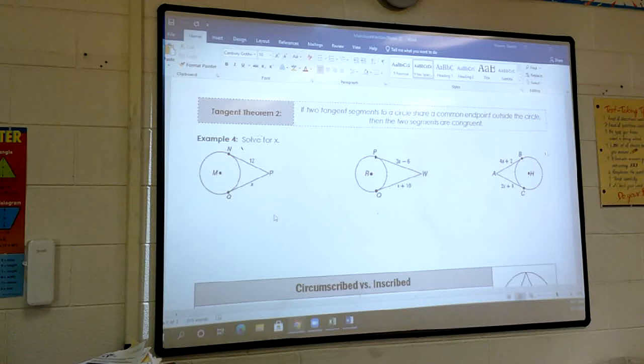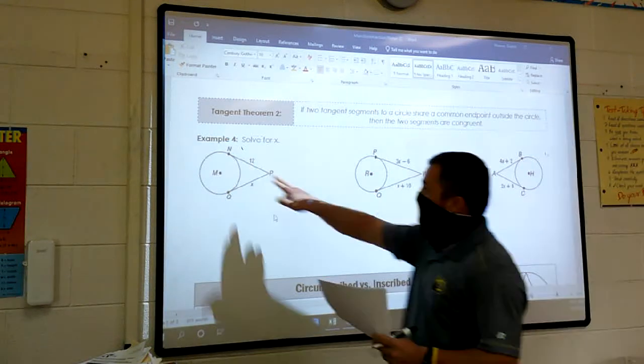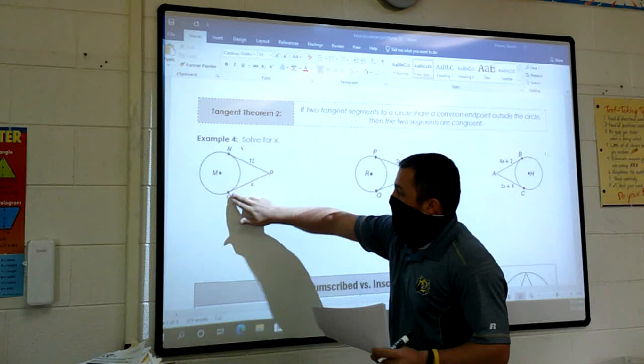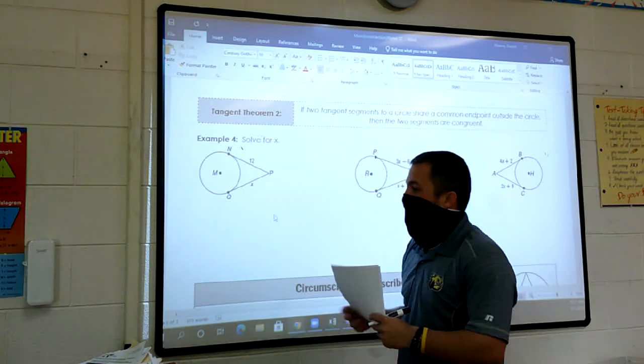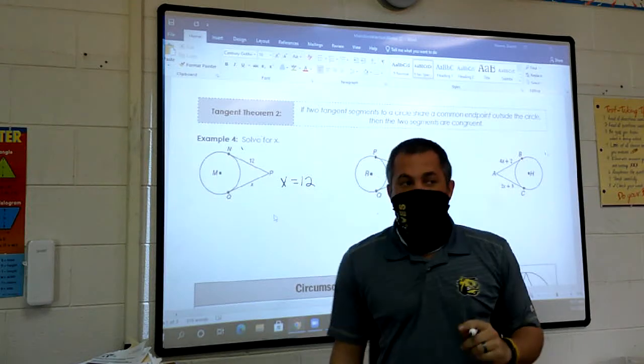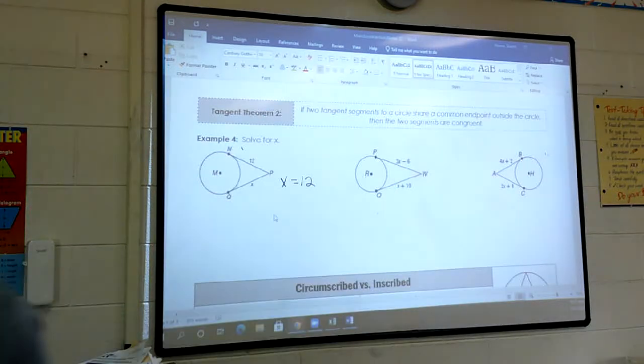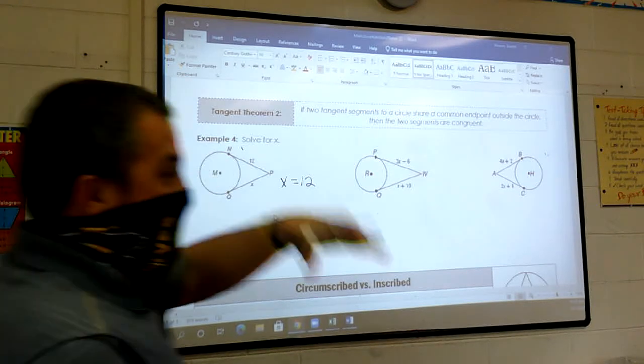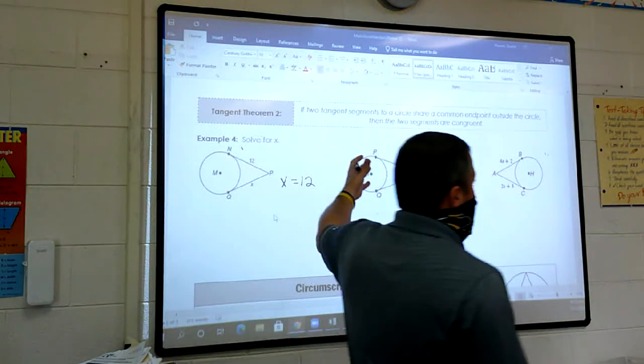So from N, look at example 4 right here. From N to P, if this is 12, what is this? Man, what an easy one for us right there. X equals 12. That's all we had to do there. So that was a great one. I wish they were all like that. Right? Now, what we get into is where we have to solve the equations.